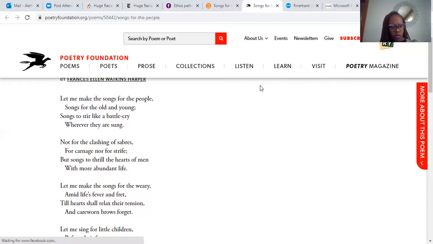I felt like she was appealing to the reader's emotions, because she just kept saying words like weary and battle cry, and till their hearts relax their tension and stuff. But I also feel like she kind of used children, because when she said, let me sing to the children before their footprints stray, I feel like, you know, children is everyone's soft spot if you don't care about anything else.